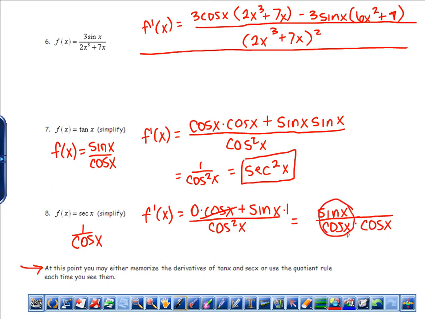All right, what's sine over cosine? Tangent. What's 1 over cosine? Secant. So again, maybe not what you expected. The derivative of secant is tangent secant. Okay, and cosecant works out very similarly. You're going to see that on your assignment.